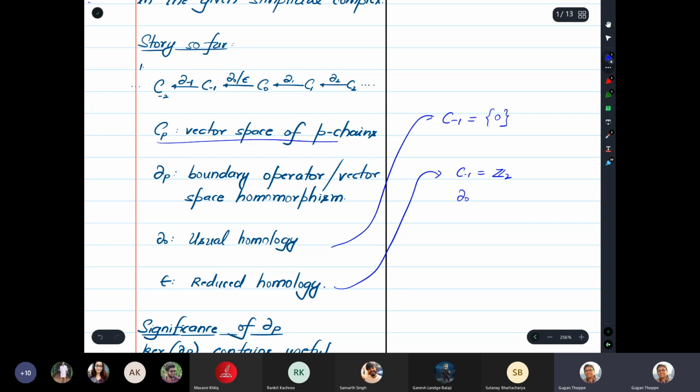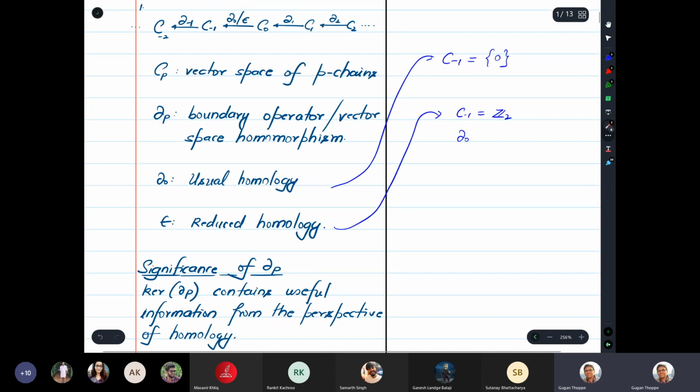So just to summarize, this is what we have done. We have defined Cp, which is a vector space for every integer p. Then we defined this ∂p, which is the boundary operator, and we also saw that this is a vector space homomorphism. Between C0 and C minus 1, sometimes we will use ∂0 or epsilon to imply that we are either working with the usual homology or the reduced homology.